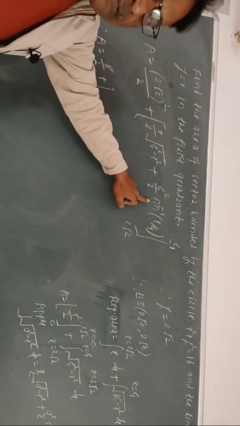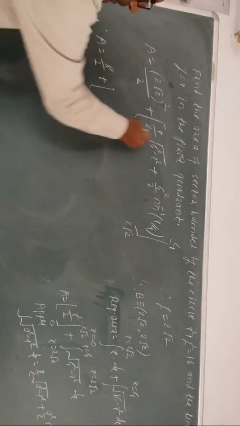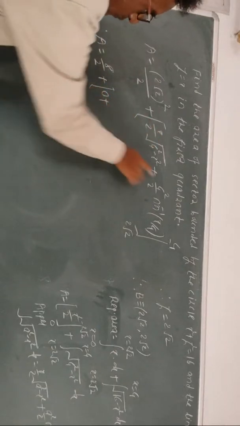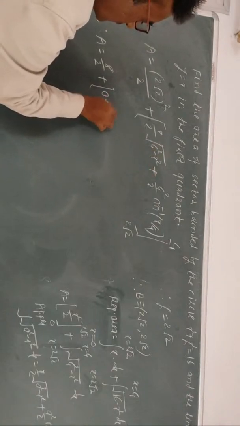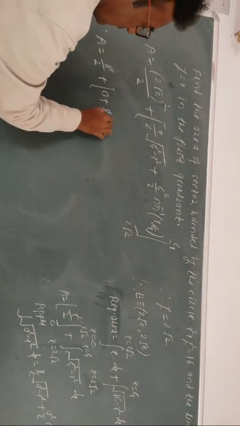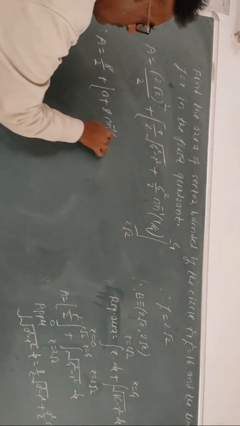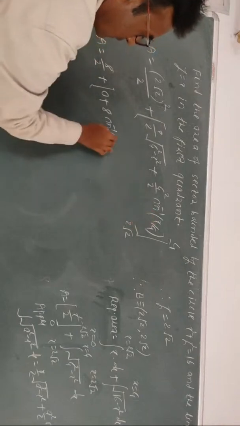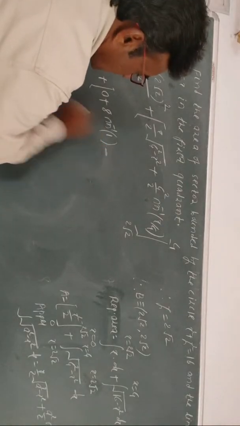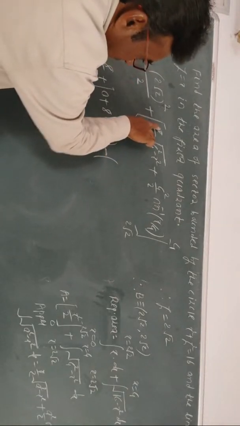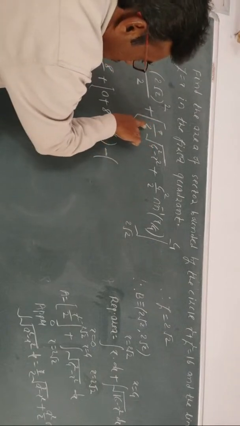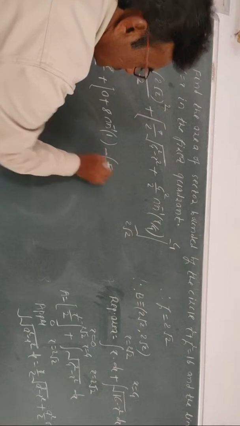Next we put the upper limit here, so we write 0 plus 4 square, that is 16 by 2, so write 8, sin inverse, in the bracket, putting 4 by 4, that is 1, so write sin inverse 1, minus, next we put the lower limit 2 root 2 here, 2 root 2 upon 2, so write root 2.